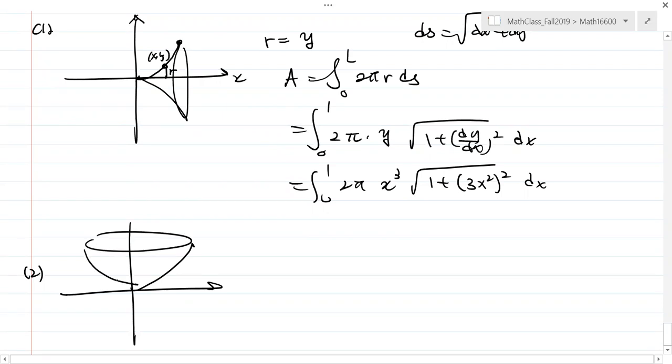It's about rotation about the y-axis. Okay, so the highest point here is 1. Now, you can use the y variable to solve this problem, but I still want to use the x variable. Yes?